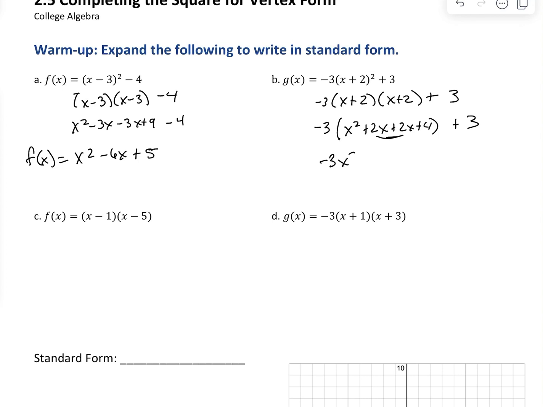So negative 3 times the x squared, I get a negative 3x squared. This becomes 4x, so when I multiply by this, I get a negative 12x. And then here I get a negative 12, and I still have this plus 3. So when I combine like terms, those last two will combine to be a negative 9. So my function is as follows.